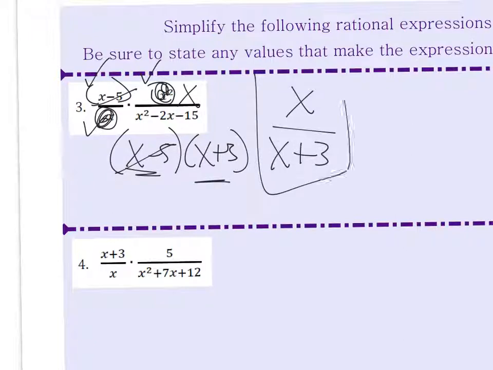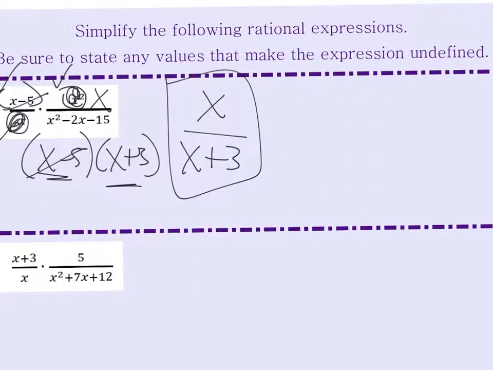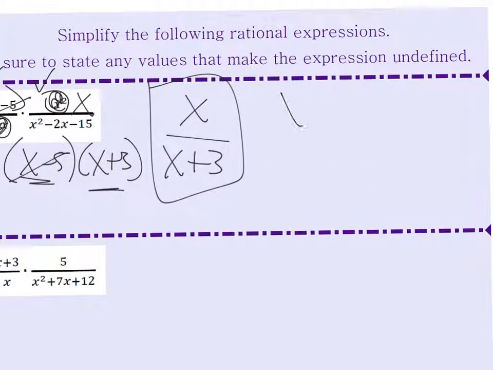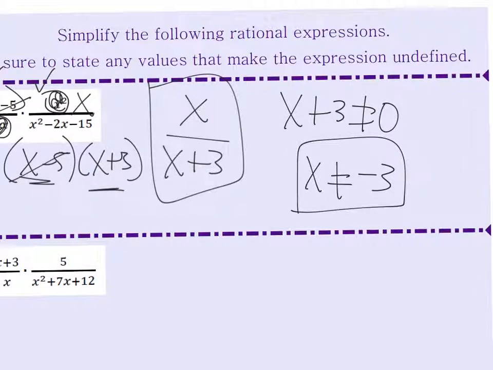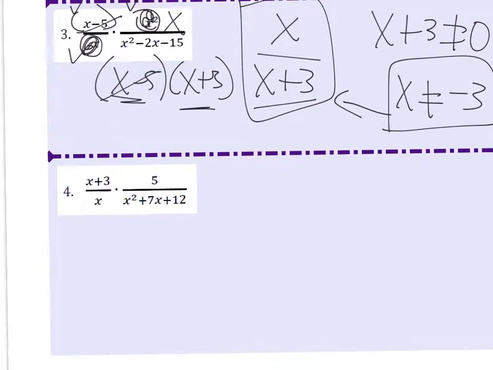So this is my simplified answer, but I'm not done yet. I've also got to say, x plus 3 cannot equal 0. So x cannot equal negative 3, because if x equals negative 3, that means the denominator, this bottom part, is going to equal 0. That means I'm dividing by 0, and I can't do that.